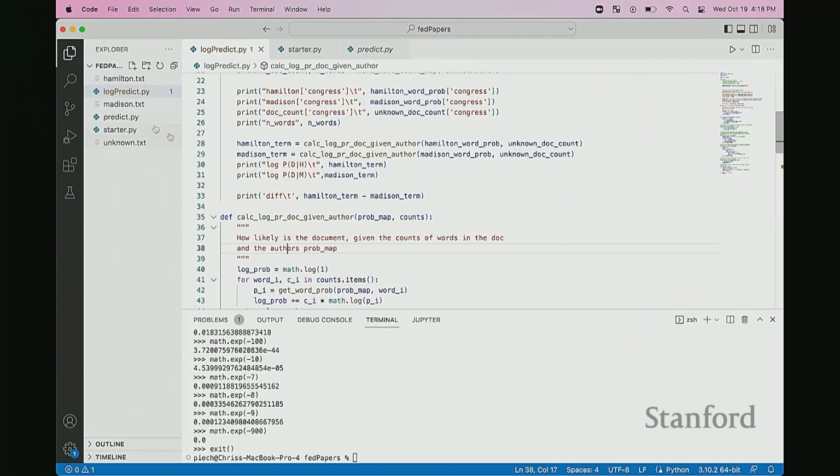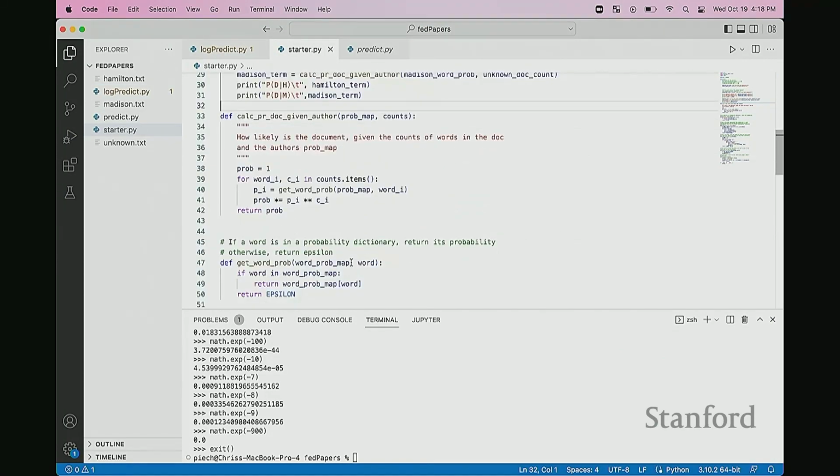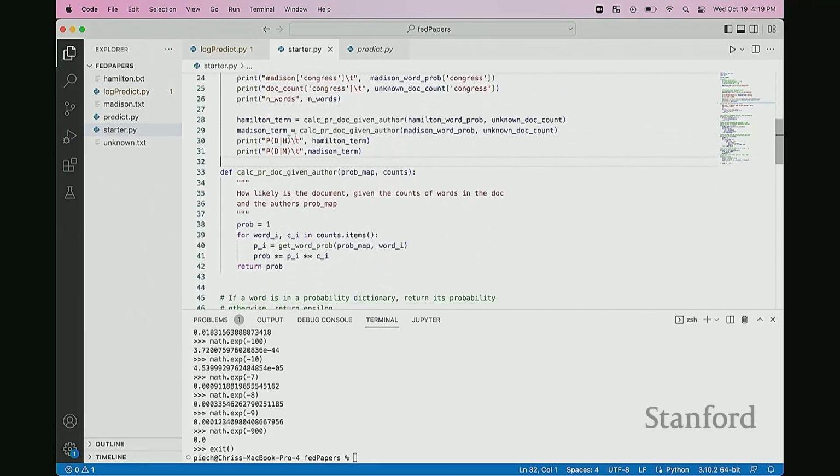Now, I'm going to give you this calculation. I'm going to calculate for Madison, and I'm going to calculate the multinomial. I'm going to loop over my unknown document, get the probability of every word, and see how many times it shows up. So first, this probability will be Hamilton as the author writing word I. Then next time I call this function, it'll be Madison, the author, writing word I. And I'm going to calculate exactly what I had on the slides, and we will know once and for all who wrote this. This is starter.py.